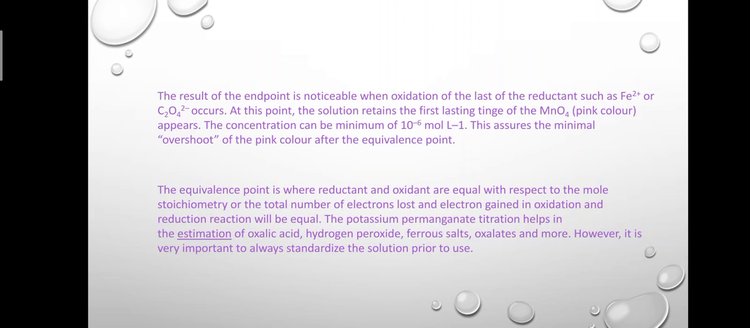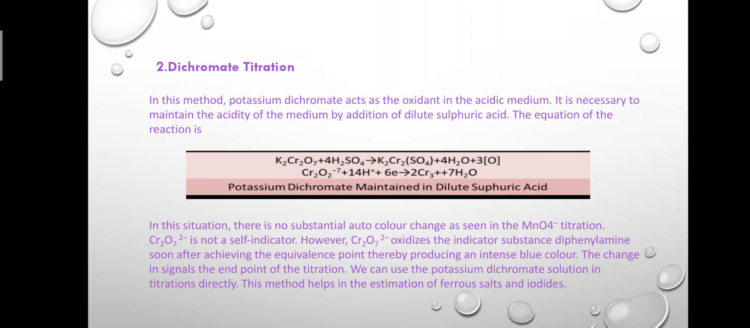This assures the minimum overshoot of pink color after the equivalence point. The equivalence point is where reductant and oxidant are equal with respect to the mole stoichiometry, or the total number of electrons lost and electrons gained in oxidation and reduction reaction will be equal. The potassium permanganate titration helps in the estimation of oxalic acid, hydrogen peroxide, ferrous salts, oxalates, and more. However, it is very important to always standardize the solution prior to use.